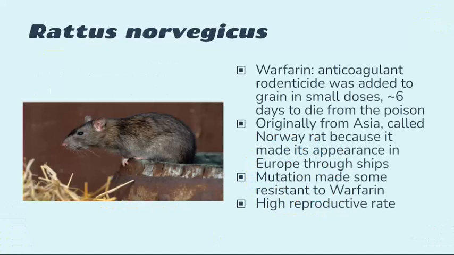Warfarin is a thing used in rat poison. It's used in very small doses, so it takes around 6 days for them to die. The rat was originally from Asia. It was called the Norway rat because it made appearances on these ships. Mutations made some of them resistant to warfarin. And if you know about rats, they have an extremely high reproductive rate. So once one rat became resistant to the poison, suddenly the entire population is resistant because of how fast they reproduce.